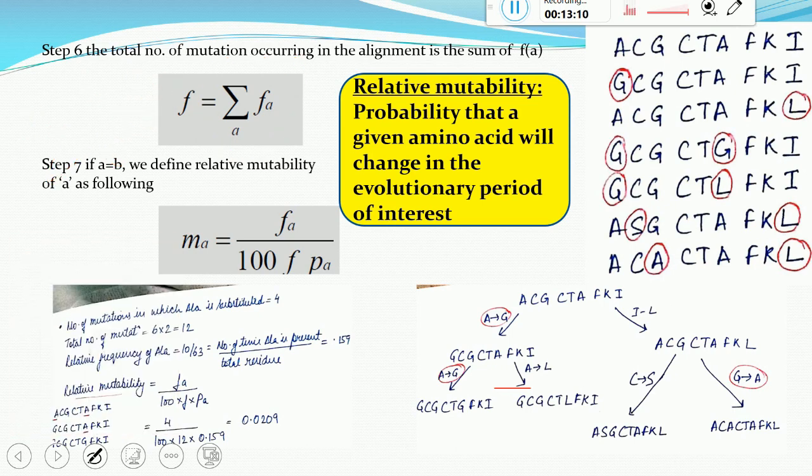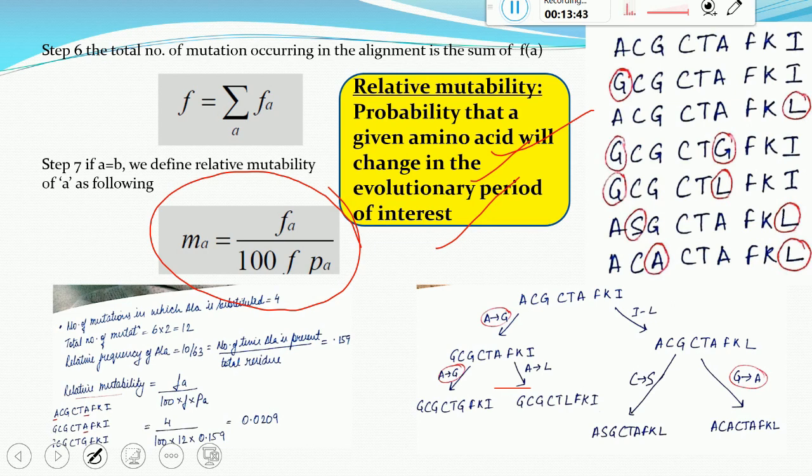Now in step 7 we have to calculate the relative mutability of A when A is equal to B. The relative mutability is given by this formula: MA is equal to FA divided by 100 into F into PA. So what is relative mutability? Relative mutability is the probability that a given amino acid will change in the evolutionary period of interest. Okay, so we have defined the main formula for the PAM matrix.